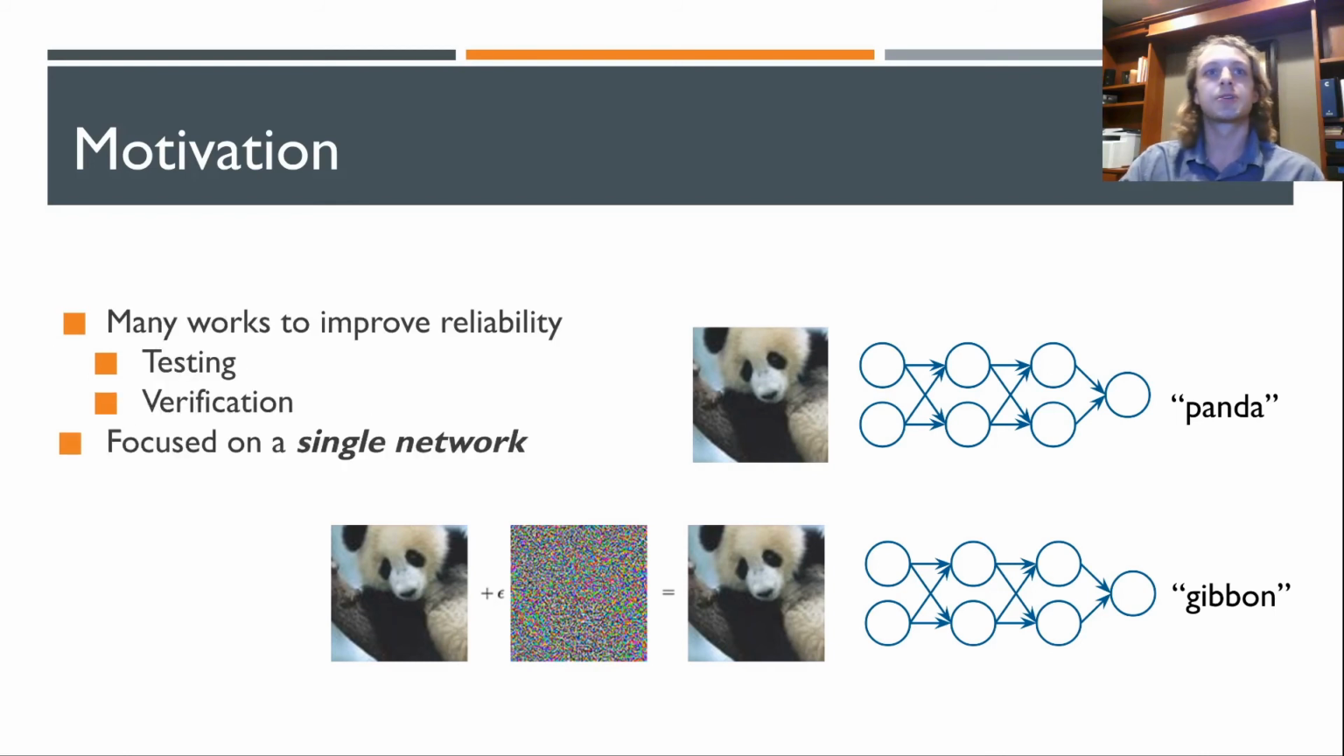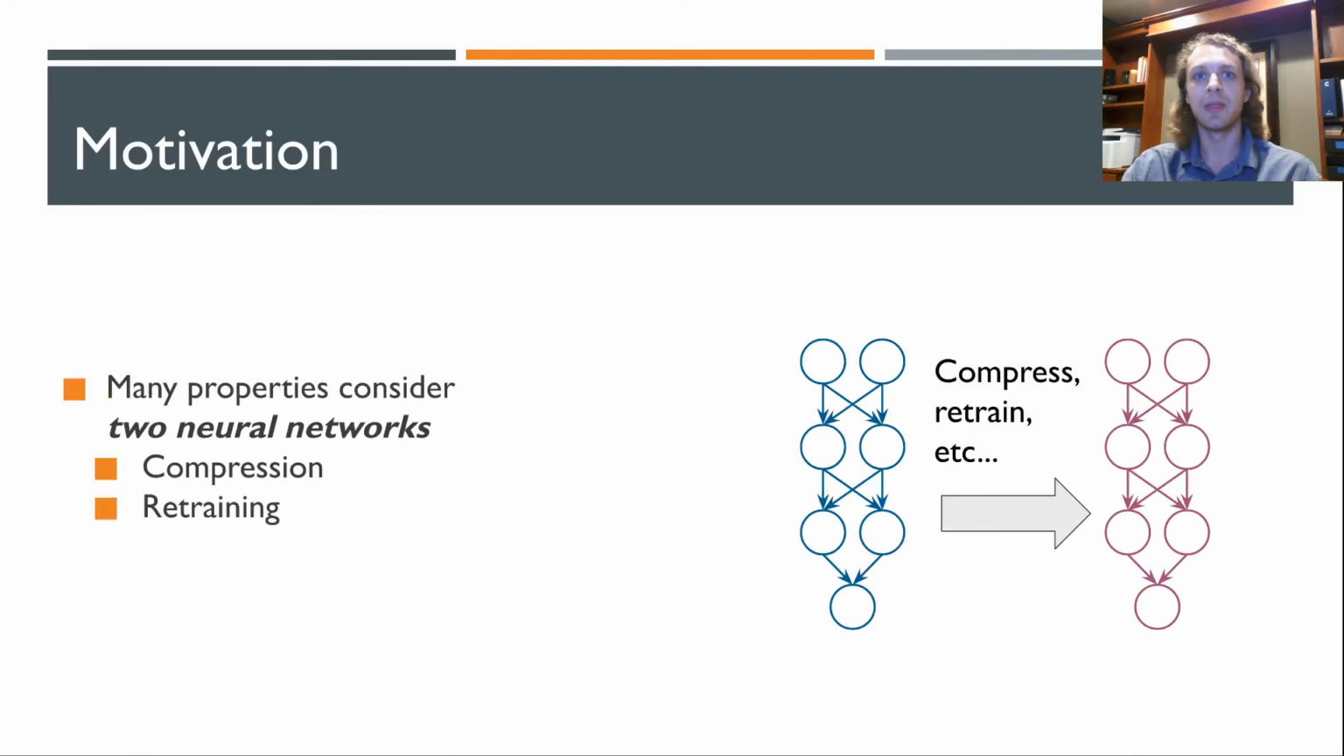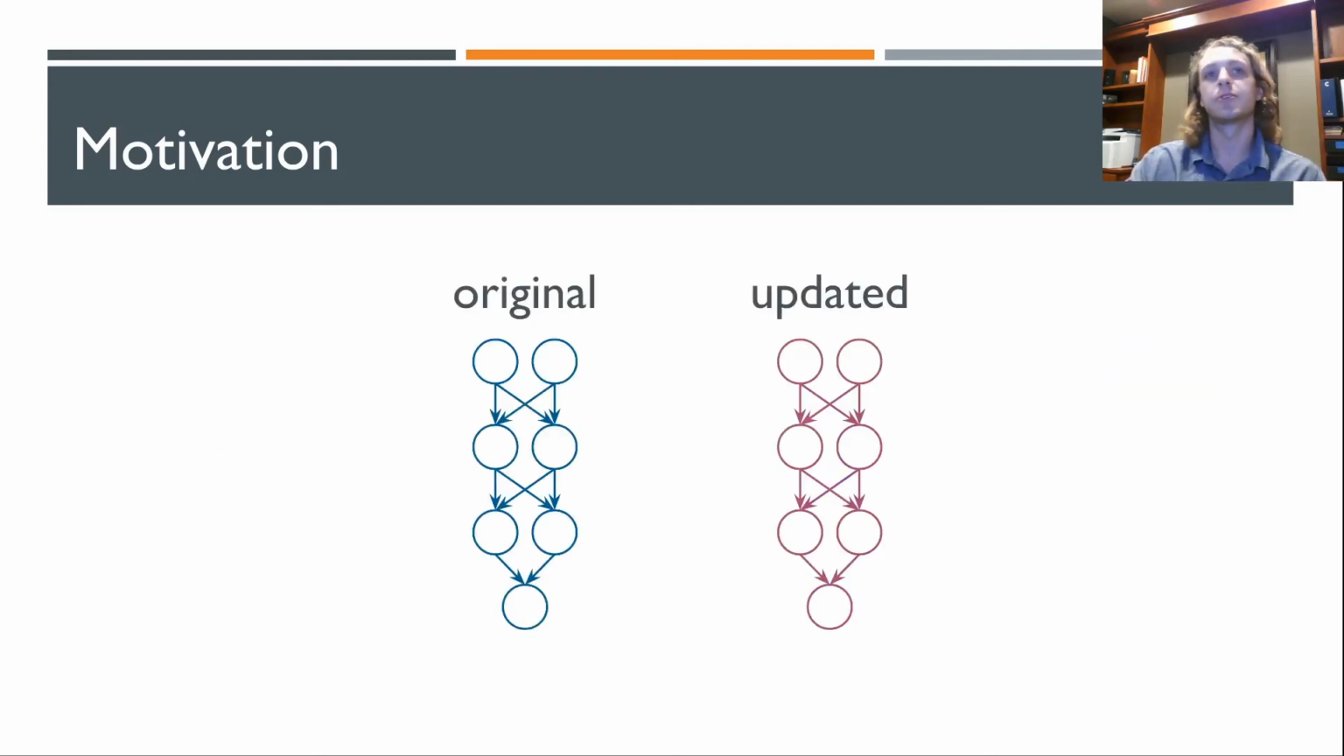So by now, there's many works to improve reliability of deep neural networks. We've seen software engineering techniques used, like testing and verification, to improve the reliability. However, many of these techniques are just focused on a single network. This is a problem, though, because many of the properties we might want to consider are properties of two neural networks. For example, after the initial training, we might apply some type of compression technique, or we might retrain the network with some new data later on. And in these cases, we have an original network and an updated network. So this naturally raises the question of, does the updated network faithfully mimic the original?